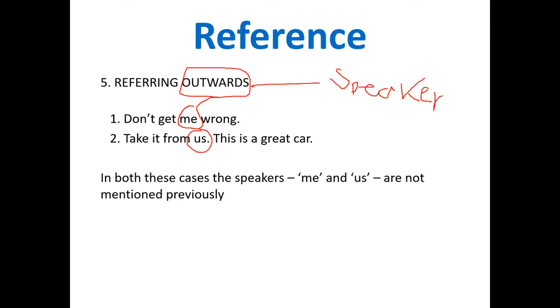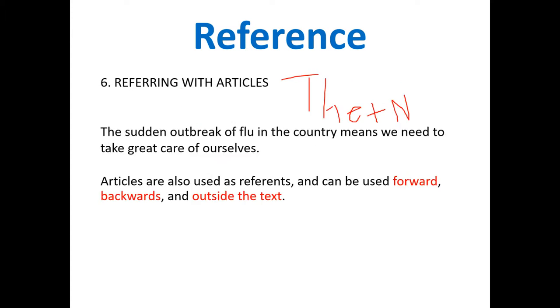And we can refer to something outwards. We call this outward or exophoric reference. Don't get me wrong. Me refers to the speaker. Take it from us. This is a great car. In both cases, we can see that the words me or us are not mentioned previously. It is just mentioned from the text, referring to something out of the text. We call this referring outwards.